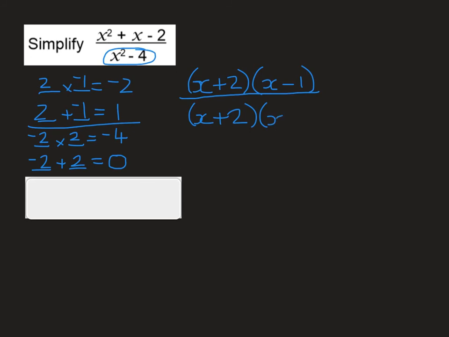If I'd have got something wildly different, I would have checked if it didn't simplify. But here straight away I can see that that cancels with that. So you're just left with x minus 1 over x minus 2.